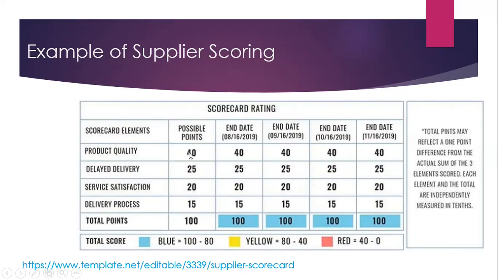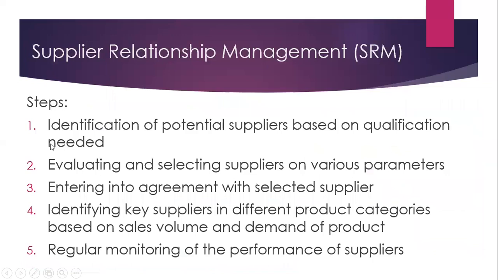And of course, these are the points. But we can also give equal total points, and different weights to different parameters. So this is how we can calculate the weighted score. So this is the example of supplier scoring or scorecard rating.